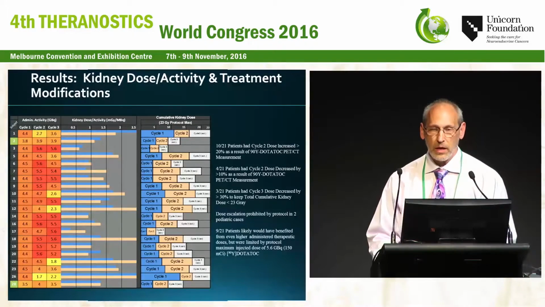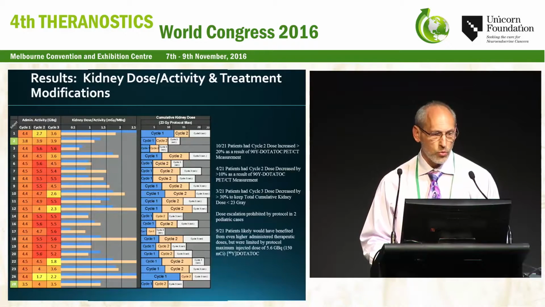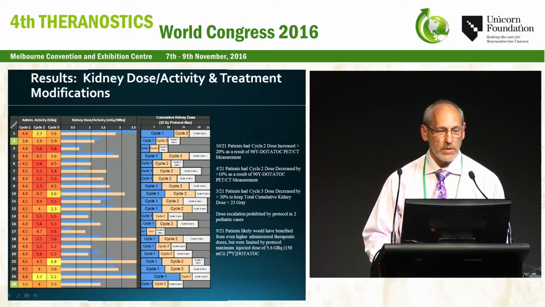I'm going to spend a couple of minutes on this. Here are the results of 21 patients that went through and completed all 3 cycles. What you can see in this first column are the cycle 1 administrations, which was 4.4 gigabecquerel pretty much across the board, except for patient 2 and 28. Those were pediatric, so they had their own protocol. That's why they're a little bit less.